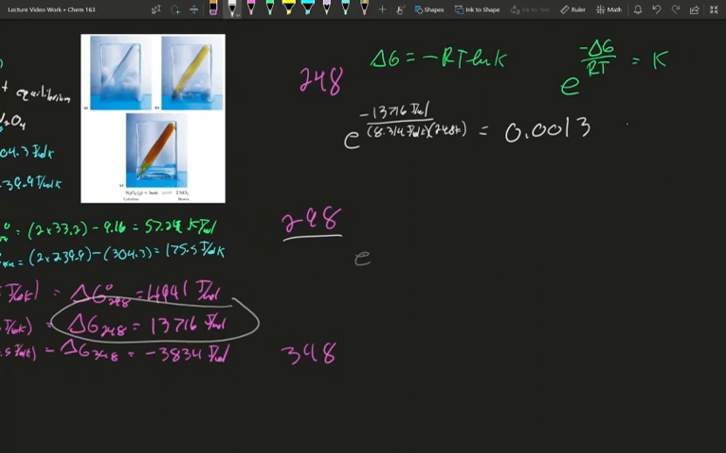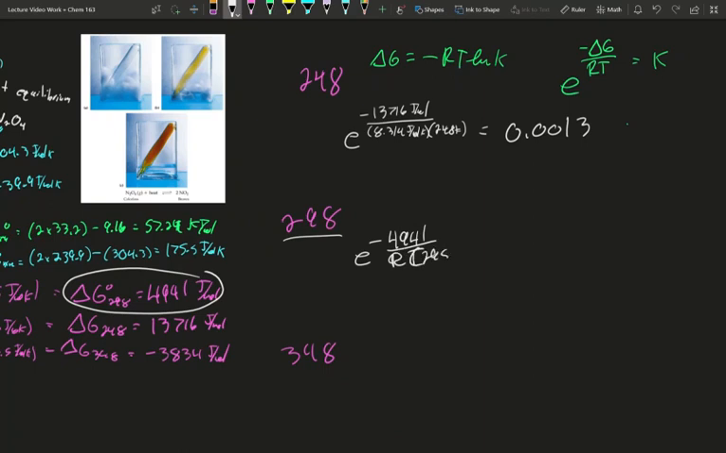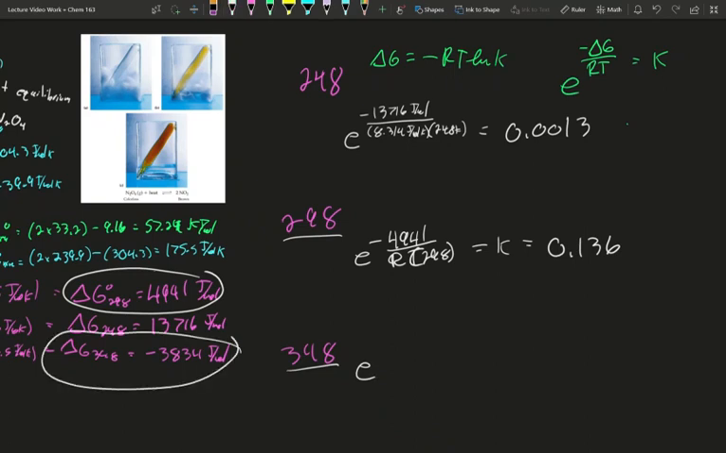Plug it in for our next temp. e to the negative, for 298, it was 4,941, so negative 4,941 divided by, again, RT. But this time our temp is 298. R is still 8.314. This will equal our K. Our K at 298 is 0.136.